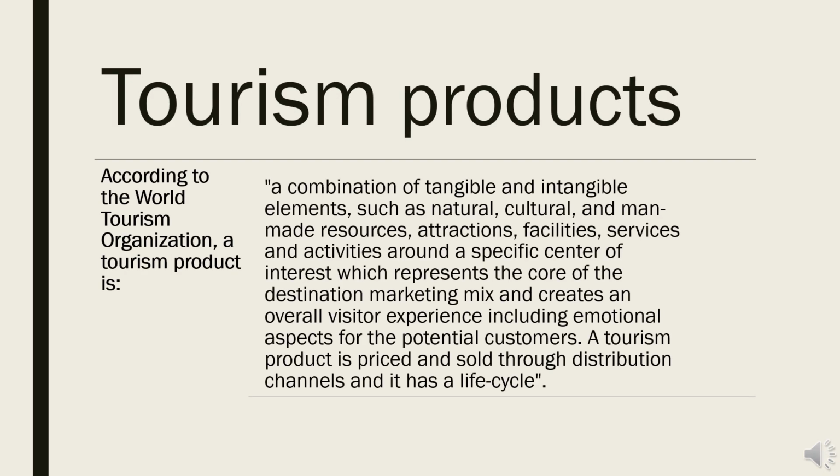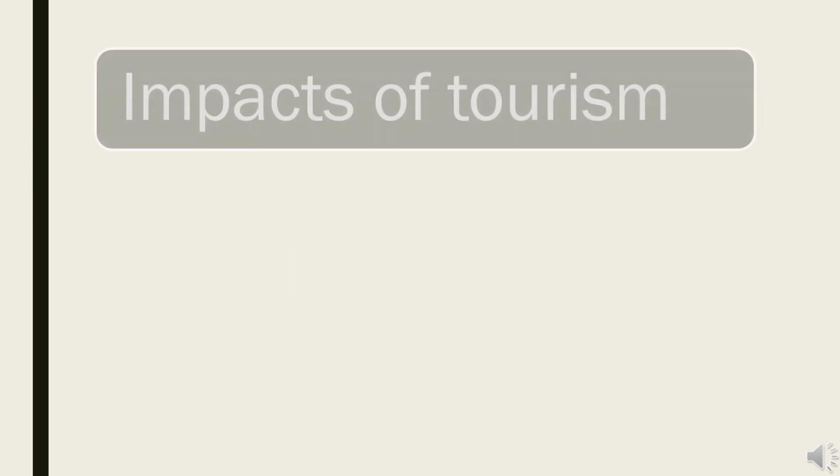A tourism product is a combination of tangible and intangible elements, such as natural, cultural, and man-made resources, attractions, facilities, services and activities around a specific center of interest, which represents the core of the destination marketing mix and creates an overall visitor experience, including emotional aspects for the potential customers. A tourism product is priced and sold through distribution channels, and it has a life cycle.